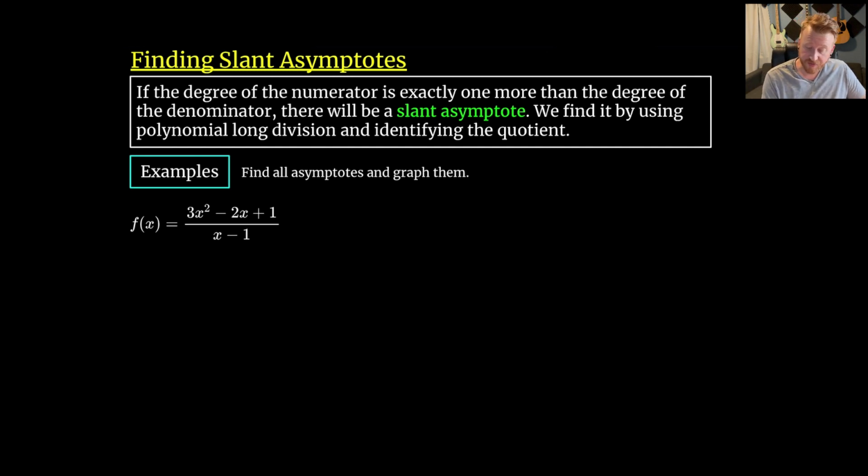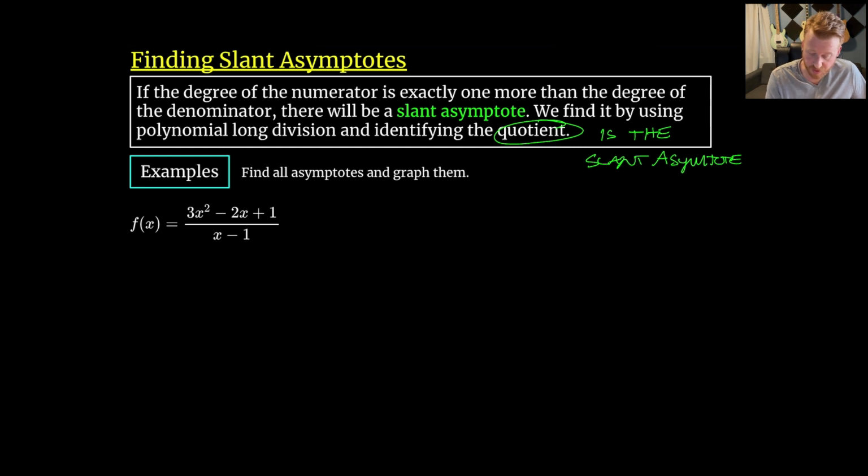Like we said, if the degree of the numerator is exactly 1 more than the degree of the denominator, there will be a slant asymptote. We find it by using polynomial long division, and we'll look at the quotient. The quotient is the slant asymptote. We will use that equation and graph that in. It will be our slant asymptote.